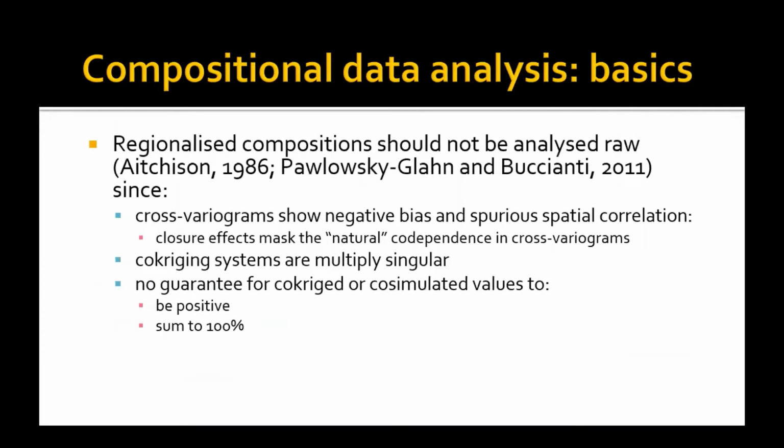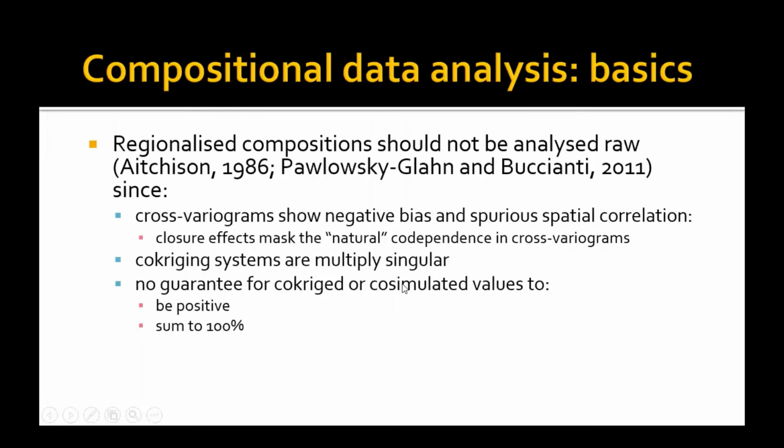So because of that, quite a few people decided that in the long run, it might not be feasible to treat these data in constraint space, but rather go ahead and analyze them in a different fashion. So they're not analyzed raw, but in a transformed setting. And the reason for that is because of cross-variograms showing the negative bias and these spurious correlations.